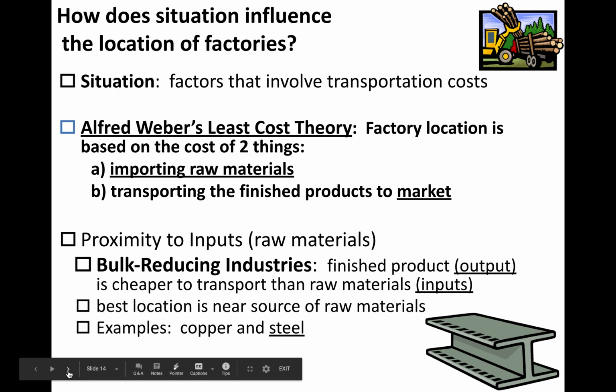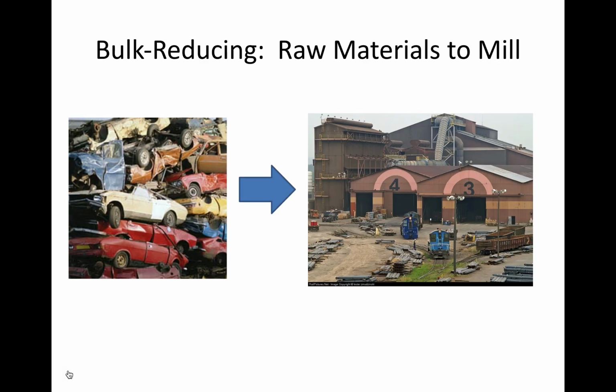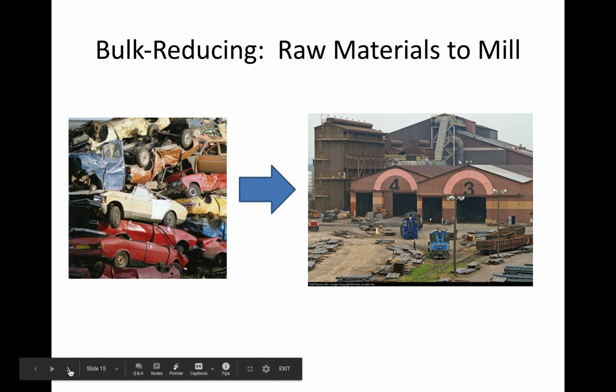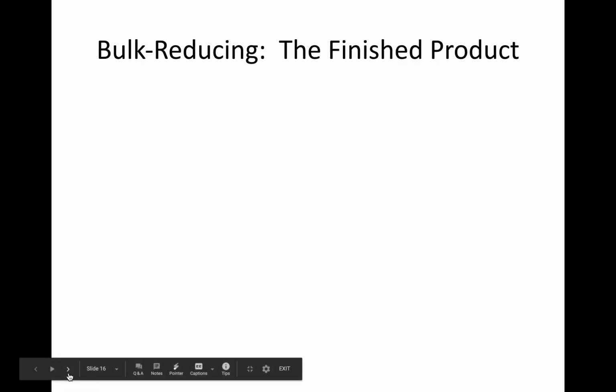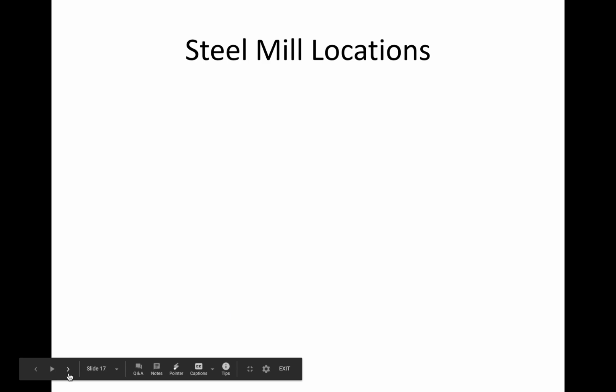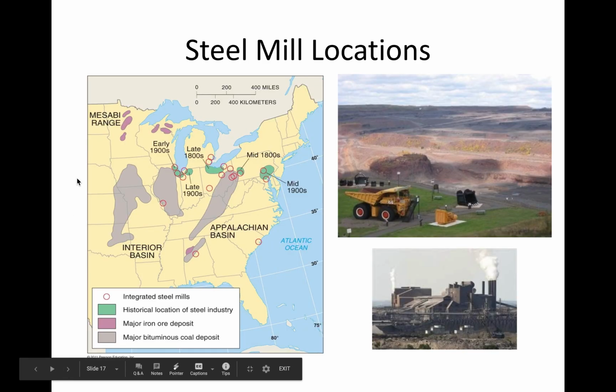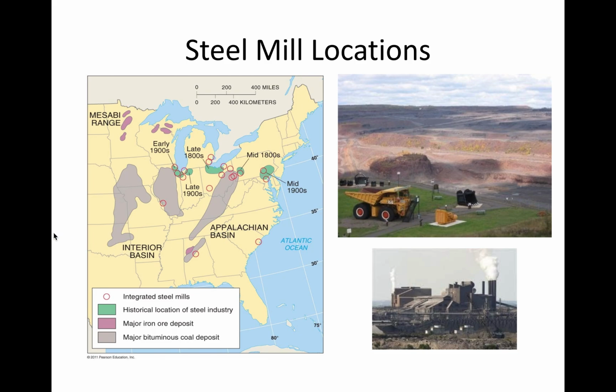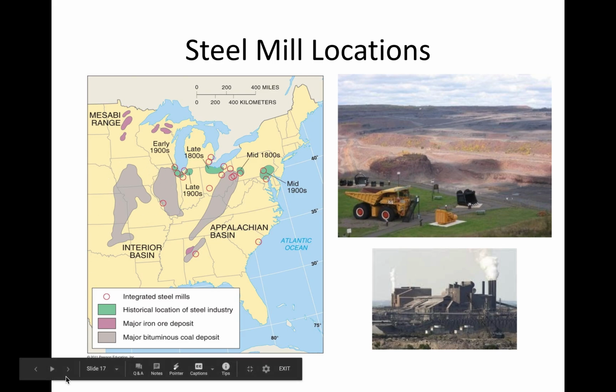Example would be copper and steel production. And then we have bulk reducing, where you have manufacturing plants close to markets. Examples of bulk reducing: all right, and now we see steel mills. Steel mills is where we see fabricated metal produced, and fabricated metals are produced all over the United States because of the abundance of scrap metal.